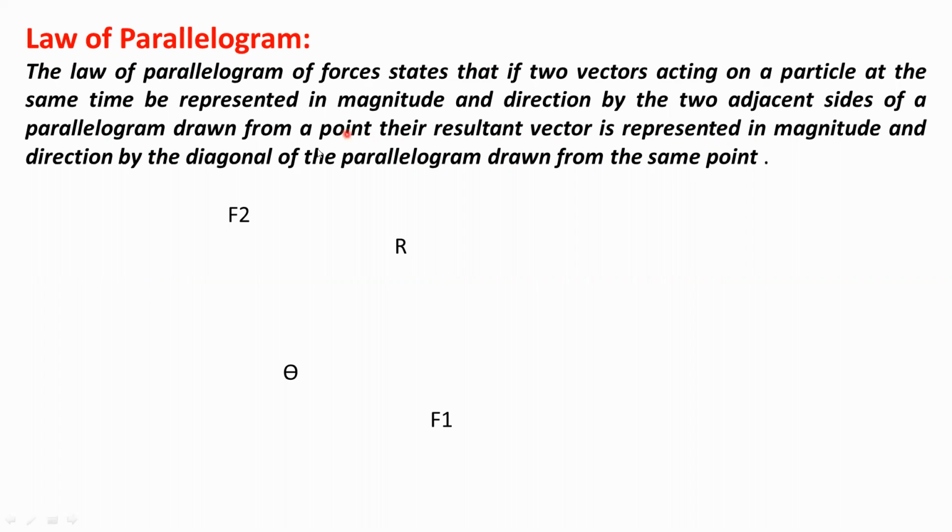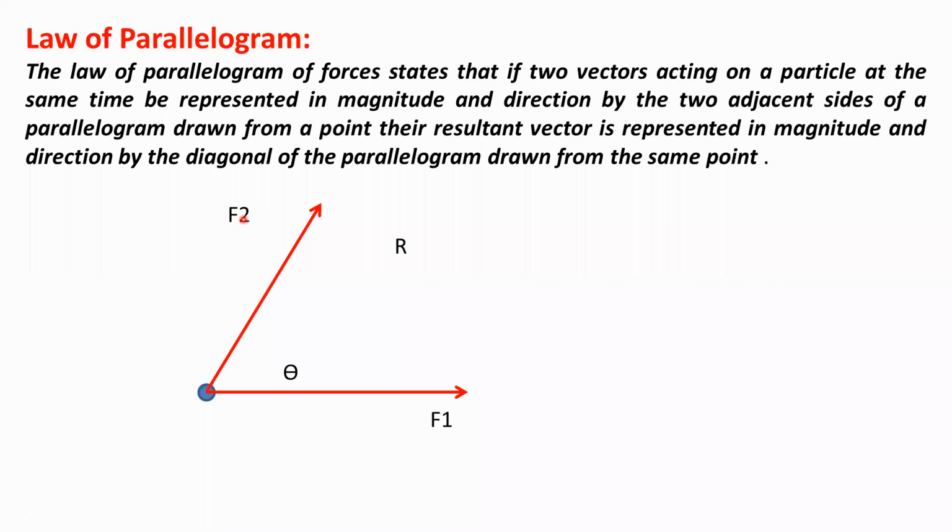What is the meaning of this definition? If there are two forces acting on a particle at the same time instant, let us take this as a point, or we can say it is a particle, and we apply the two forces. This is one force and this is the second force on the same particle and at the same time instant. So this is F1 and this force is F2.